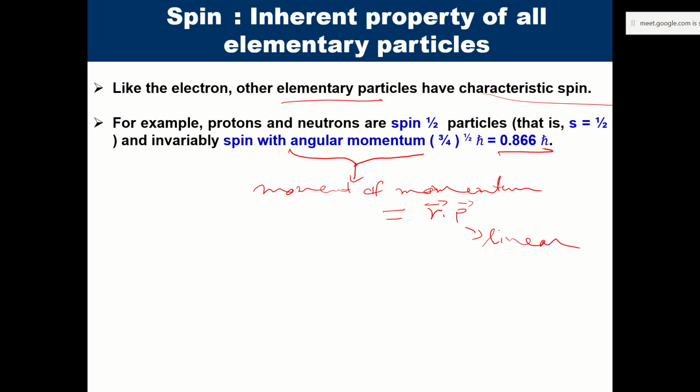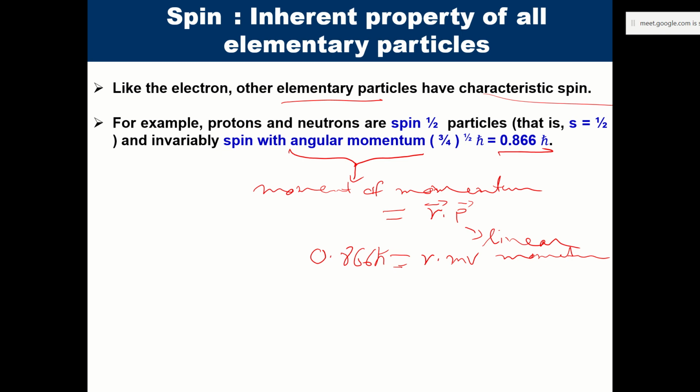Yesterday also I was telling you in class that whenever you hear the word moment, moment is something that takes into account multiplication by the factor r. So if you know the linear momentum, multiply it with r, you get the angular momentum. So moment of momentum is angular momentum. That means r into mv, right? So you can easily equate this now to 0.866 h cross.